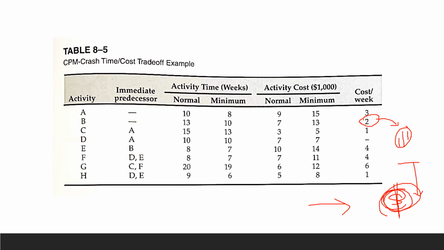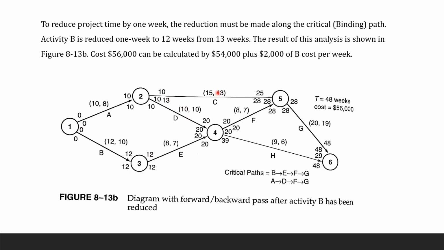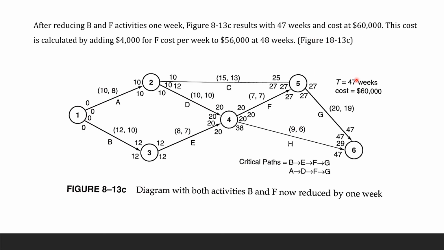Let me erase this for you right there. We'll do the same thing again, to give you some more examples. Next one, we're going to reduce. To reduce project time by 1 week, the reduction must be made along the critical path. We already know that, because we are cracking down this longest critical path. So activity B here, reduce from 13 weeks to 12 weeks, reiterating the same thing. The result of this analysis is shown right here, and we now have 56,000. Now let's go to the next one.